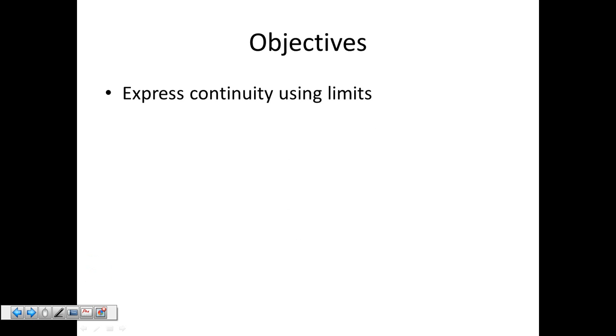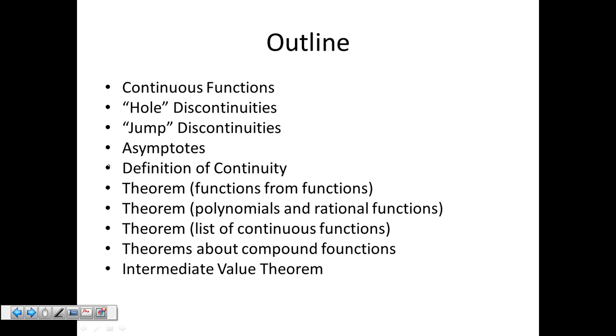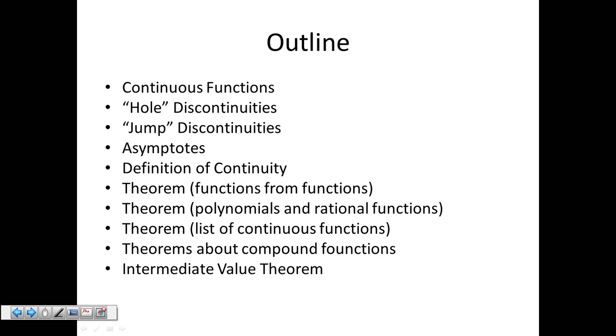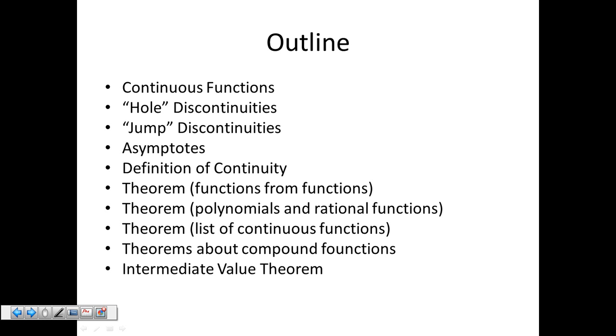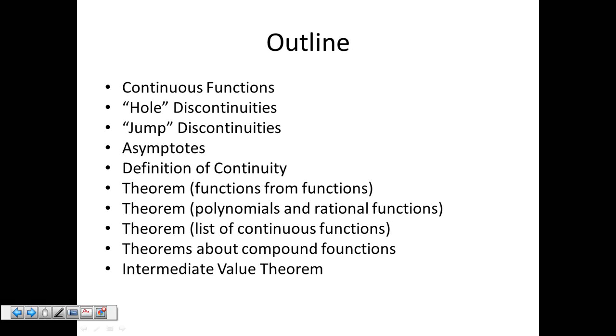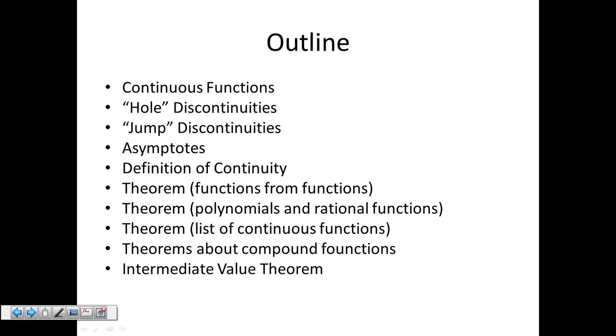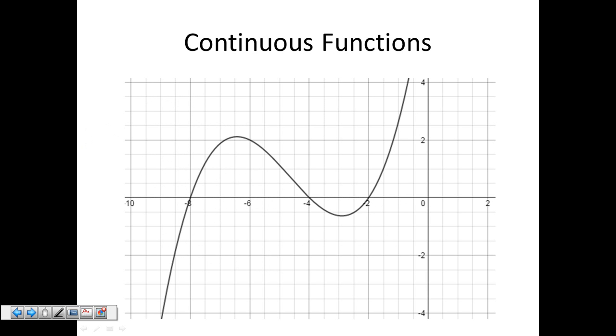Our objectives for this lesson are to learn how to express continuity using limits. The outline for this video: we'll take a look at an example of a continuous function. We'll take a look at what's called a hole discontinuity and then a jump discontinuity. We'll talk about asymptotes. We'll take a look at a definition of continuity, and then some theorems about functions and where they're continuous, and then we'll end by talking about what's called the intermediate value theorem. Now here we see an example of a continuous function.